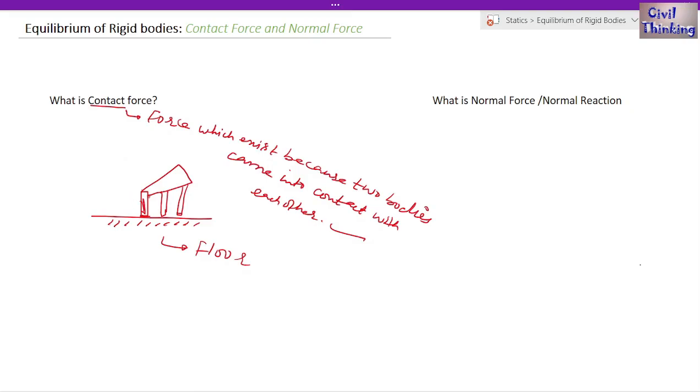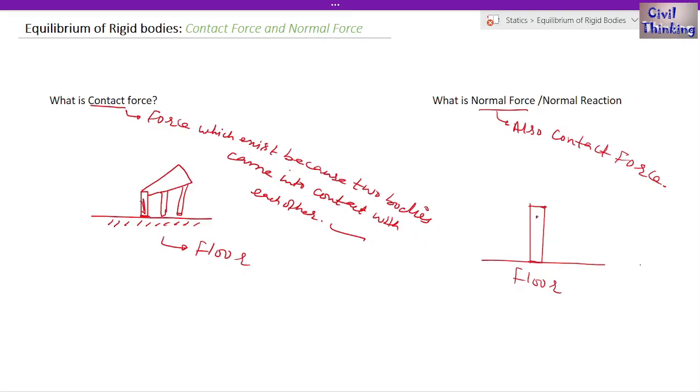Now there is another concept, and that is normal force or normal reaction. Normal force is also a contact force. Now let me explain here. Let's say this is the floor, and there is a body sitting on the floor, like this.